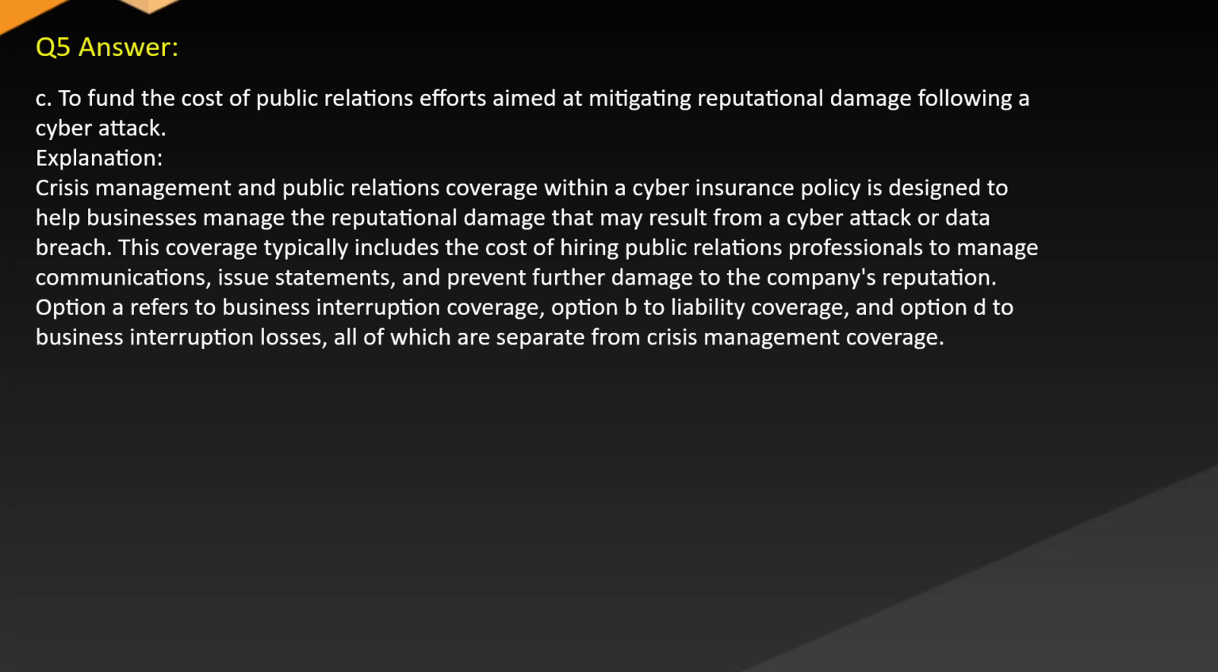Explanation: Crisis management and public relations coverage within a cyber insurance policy is designed to help businesses manage the reputational damage that may result from a cyber attack or data breach. This coverage typically includes the cost of hiring public relations professionals to manage communications, issue statements, and prevent further damage to the company's reputation. Option A refers to business interruption coverage, option B to liability coverage, and option D to business interruption losses, all of which are separate from crisis management coverage.